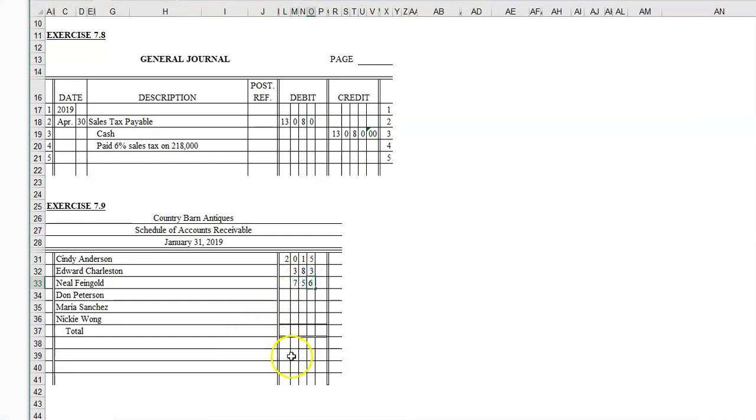So instead of me doing it one by one, to save time, I'm going to give you the total, and you're going to go in and put in the right numbers, and make sure you got it right. And your total should be $9,230.